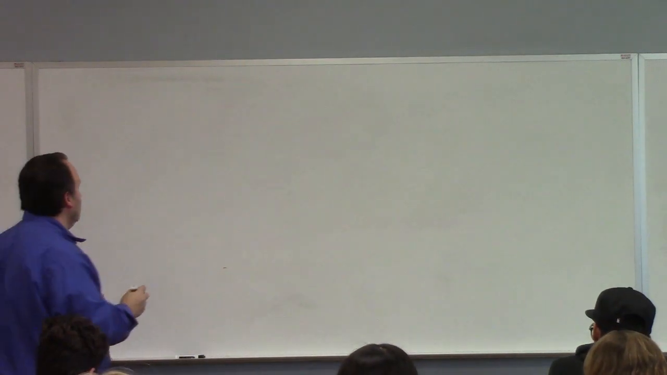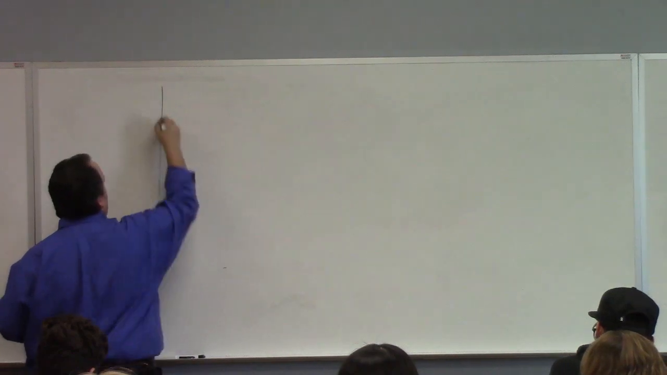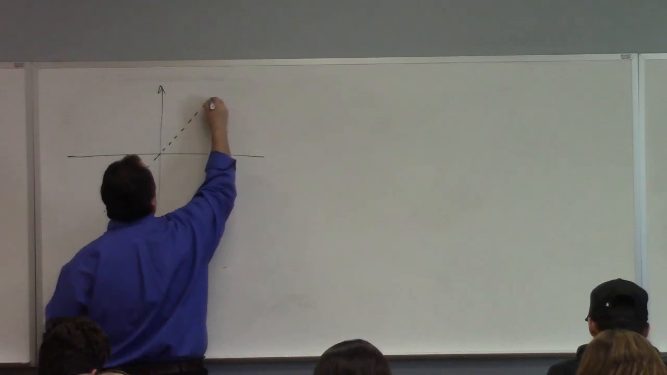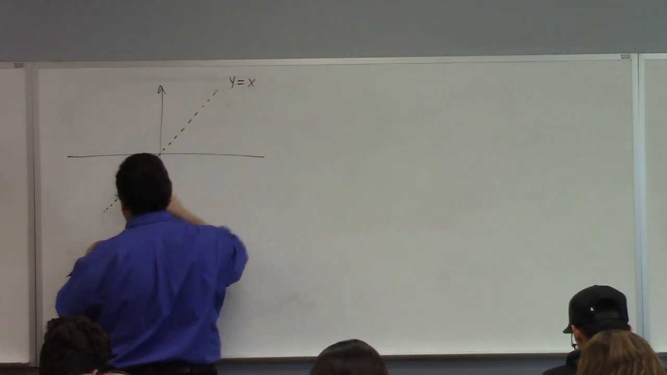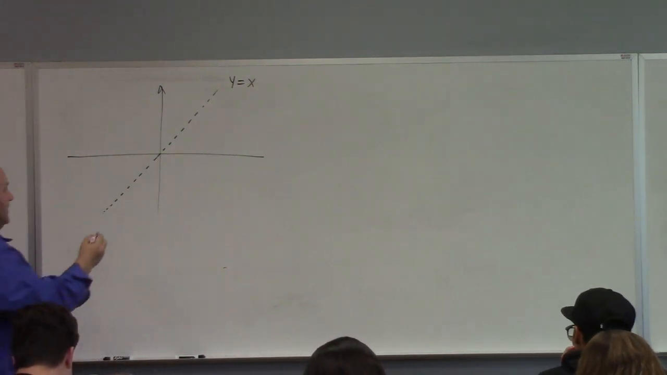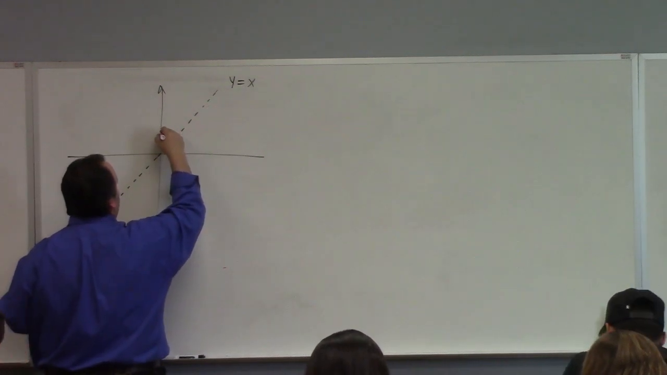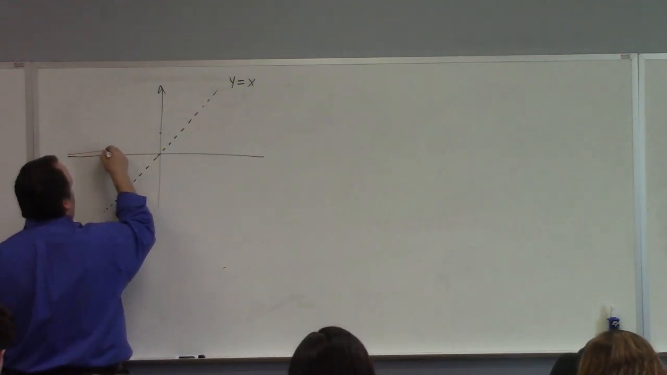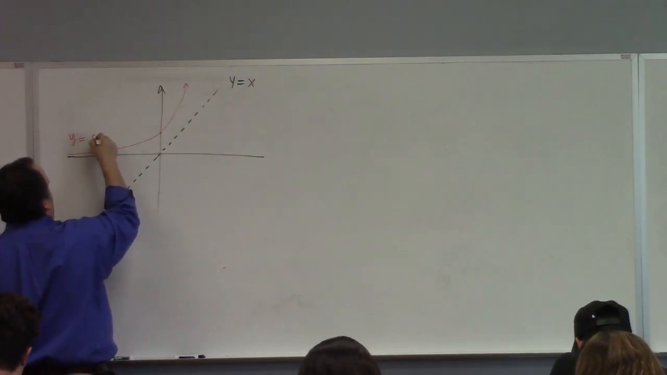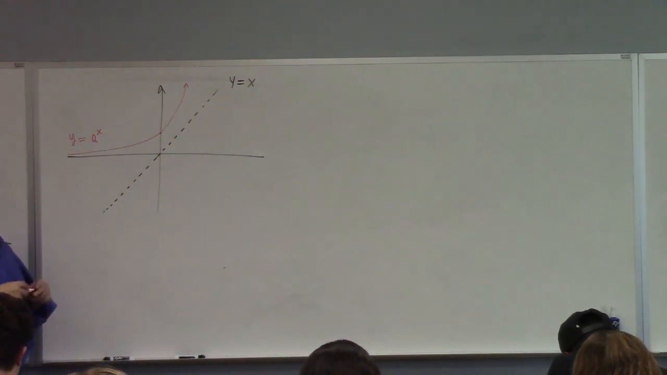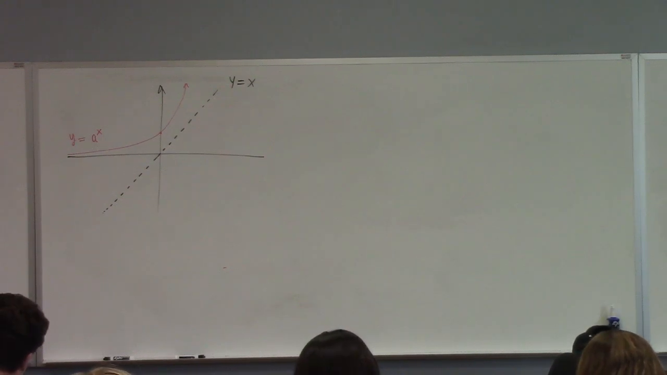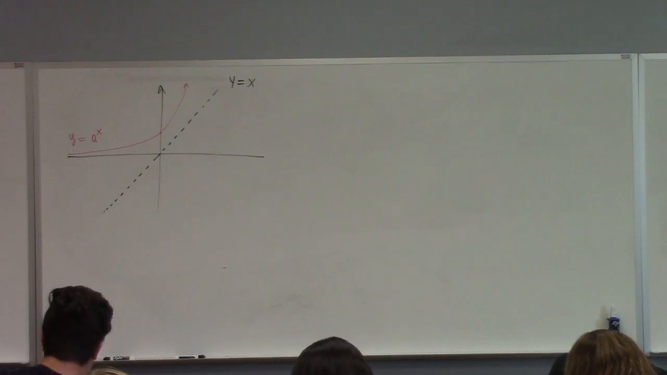All right, graph. So this is the line y equals x. And the graph of the exponential, a to the x, goes through something like that, right? So what does the graph of the logarithm have to look like? It should be the same shape, but reflected across the line y equals x.